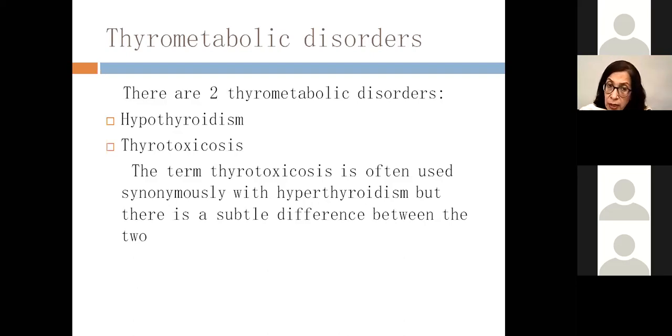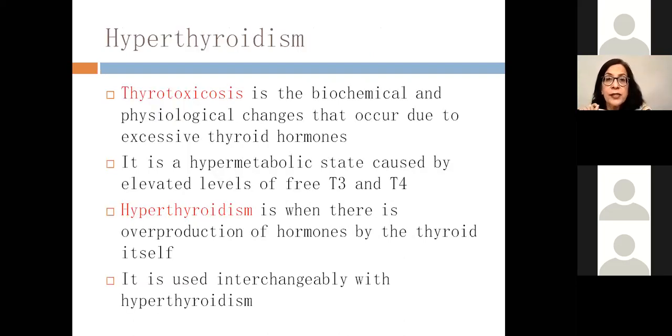What is the difference? Thyrotoxicosis: all the symptoms of increased thyroid hormones, the biochemical changes, the physiological changes, all the changes which occur due to increased thyroid hormones, is thyrotoxicosis. The symptoms, the hypermetabolic state. Okay? So that is thyrotoxicosis. If the thyrotoxicosis is due to increased secretion by the thyroid gland, it is hyperthyroidism. Okay? What is the difference?